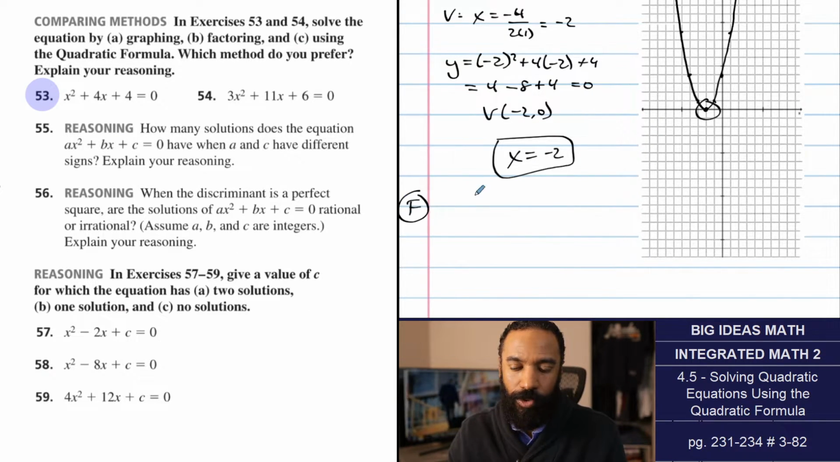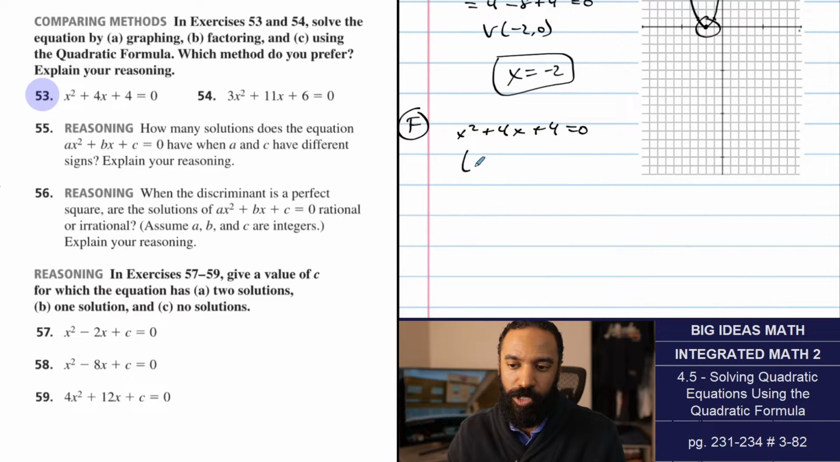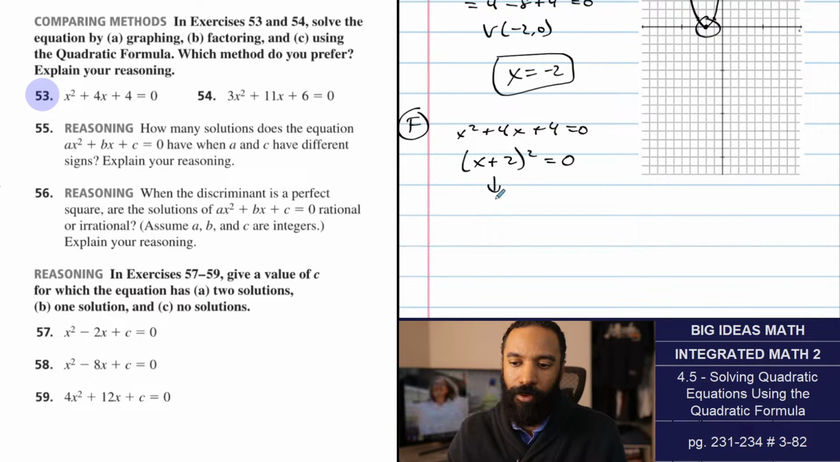So if I do factoring now, I'm going to take x squared plus 4x plus 4 equals 0. And let's factor this down to x plus 2 times x plus 2, or x plus 2 quantity squared. Therefore, x is negative 2. That's my preferred method for this particular problem.